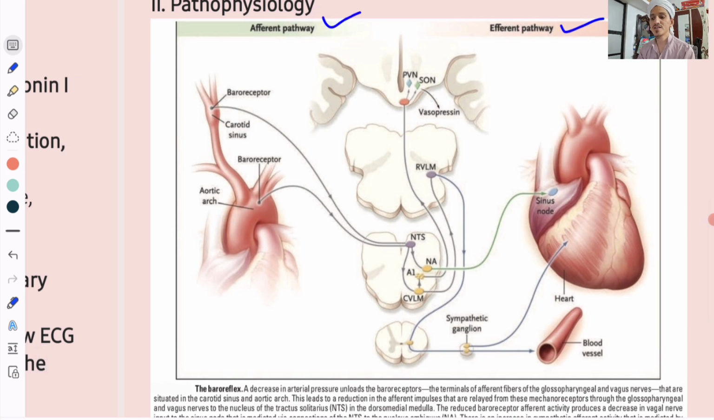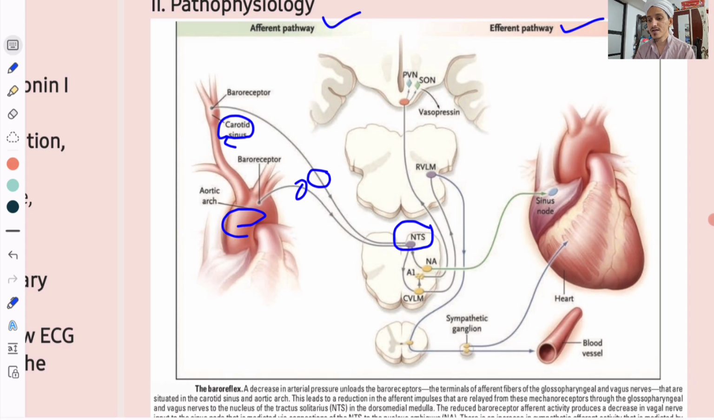So there are receptors which are situated in the aortic arch and in the carotid sinus. They continuously sense the blood pressure, blood volume. So whenever a patient stands from the supine position, there is a fall in BP because of gravity. The afferent pathway is carried by the glossopharyngeal nerve, which is shown here by these blue lines, and the vagus nerve. These two are the afferent pathway for baroreceptor reflex. Okay, they relay in the nucleus of tractus solitarius (NTS).